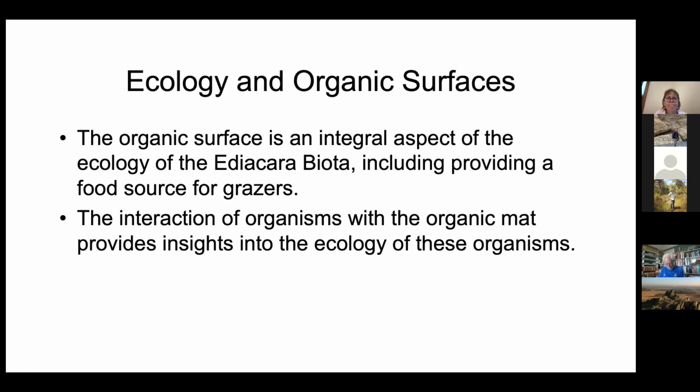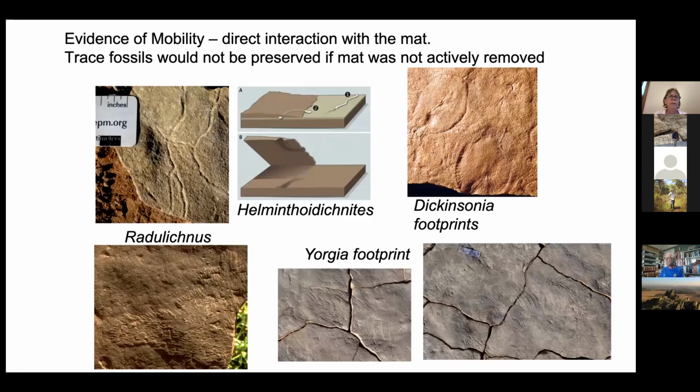And so one of the interesting things, we have the advent of mobility in the Ediacaran amongst the Ediacara biota. The way that we know about that is because the organisms are disturbing the mat. And by disturbing the mat, they're disturbing the surface. And that is how we see burrows, or in this case, Dickinsonia footprints and so on. So the evidence of mobility is because of direct interaction with the mats.